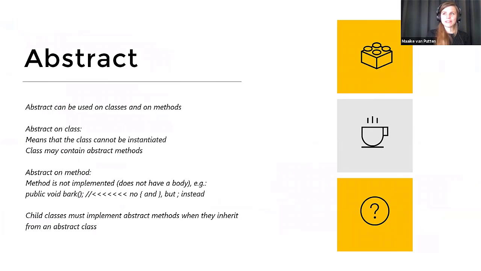So, abstract. Well, we can use abstract on classes and on methods. When we use abstract on a class, this actually means this class cannot be instantiated. So when we have an abstract animal, we can no longer say new animal because we cannot make an instance of this animal because it's abstract. Abstract pretty much means it's too vague. So you cannot instantiate something that's too vague.